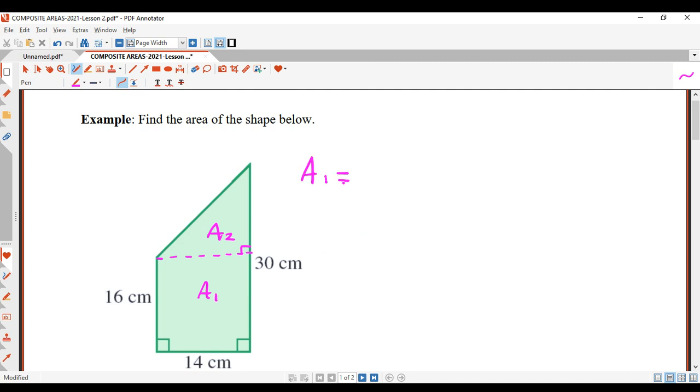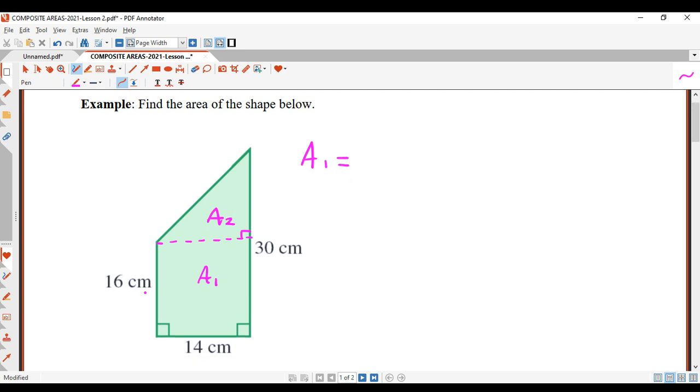Now A1, it's just the base times the height, isn't it? Because it's a rectangle. So we've got a base of 14. There it is. Base of 14. And the height of the rectangle is 16. Okay, so that's going to be 14 times 16. And you can use a calculator for that. 14 times 16. That is 224. And that is centimetres squared.